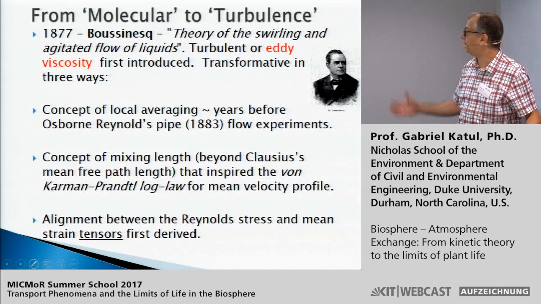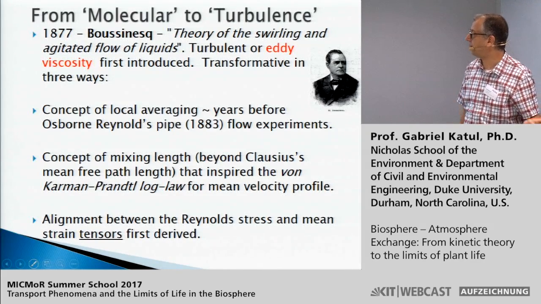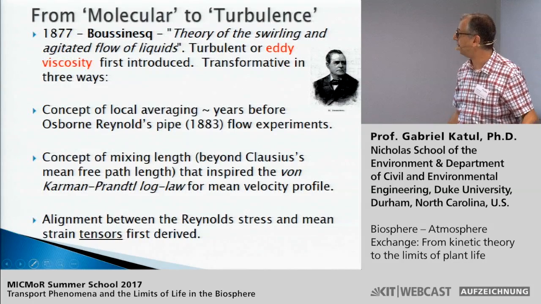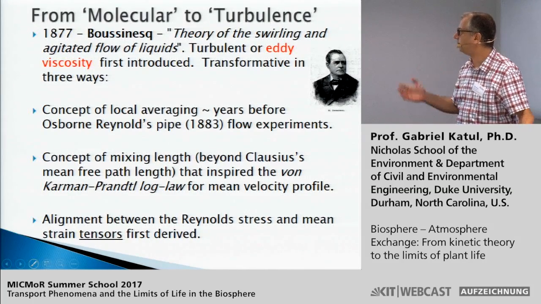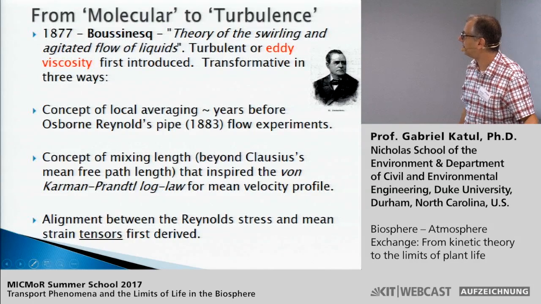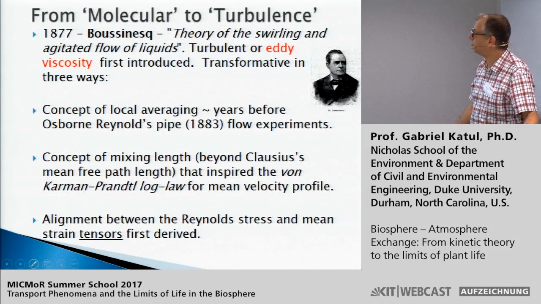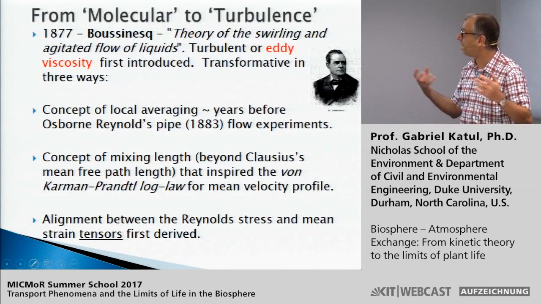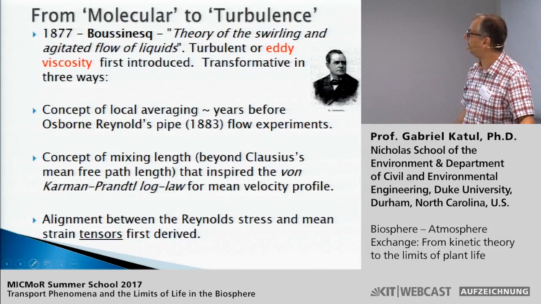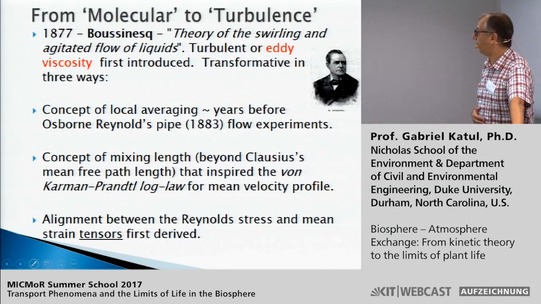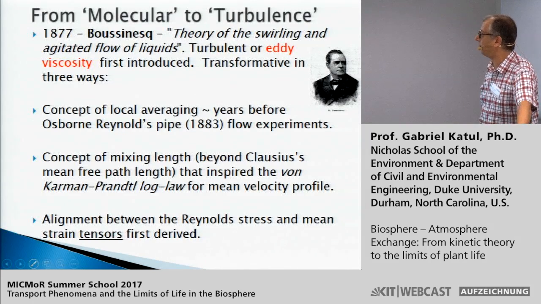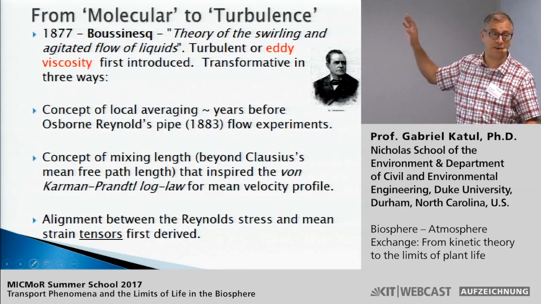The idea then is that these molecules are no longer just jumping based on mean free paths, but now there are coherent eddies that are moving them. This is by no means a new concept. Boussinesq in 1877 attempted to study the assemblage of swirling eddies, as he called them, swirling and agitated flow in liquids. Now we call them eddies, and it was a major hallmark in the study of turbulent flows, even though the word turbulence was not yet invented.